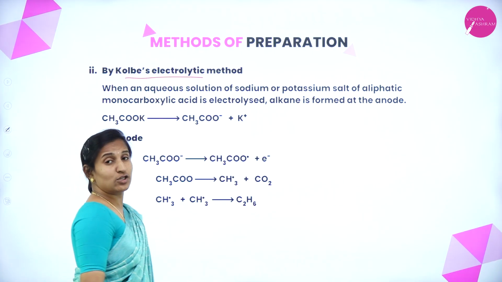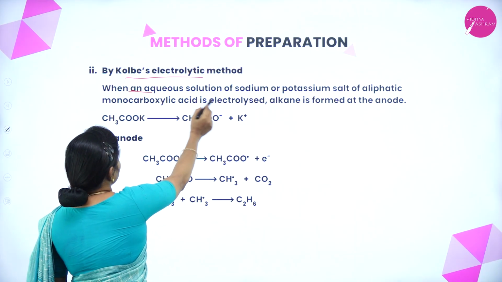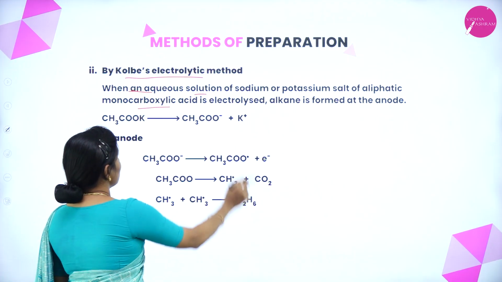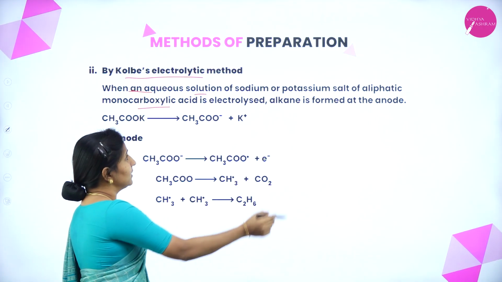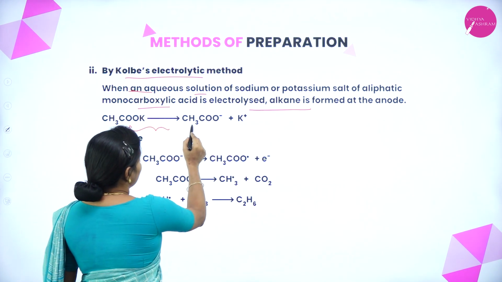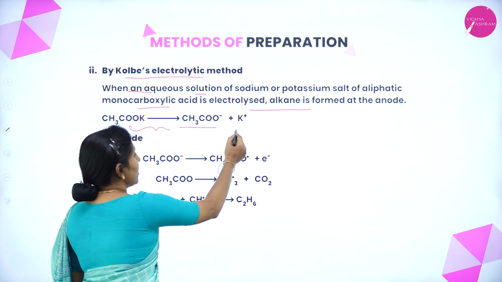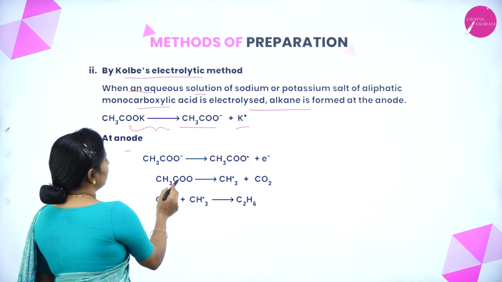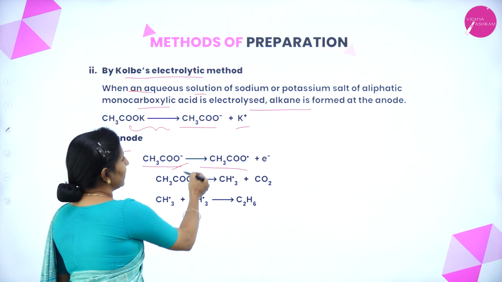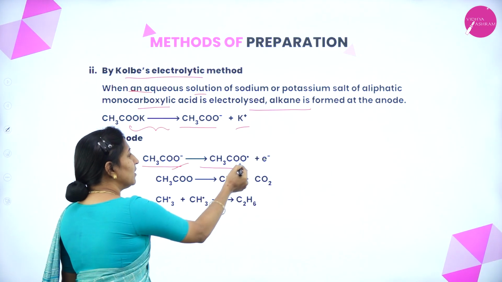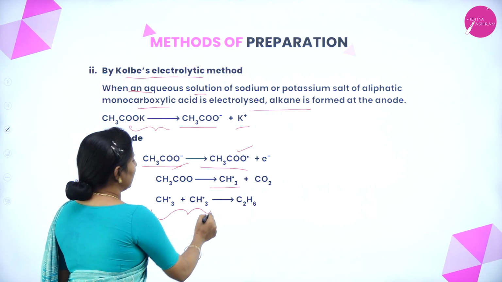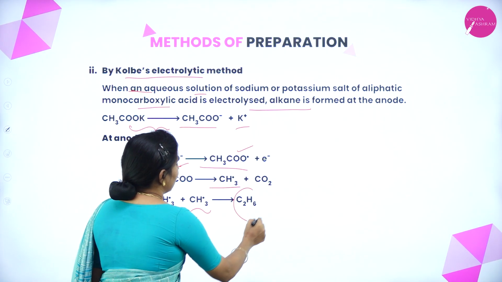By Kolbe's electrolytic method, when aqueous solution of sodium or potassium salt of aliphatic monocarboxylic acid is electrolyzed, alkane is formed at the anode. Potassium salt of carboxylic acid gives acetate ion and potassium ion. At the anode, this reaction takes place. Here the acetate ion gives acetate free radical and methyl free radical. The two methyl free radicals give ethane.